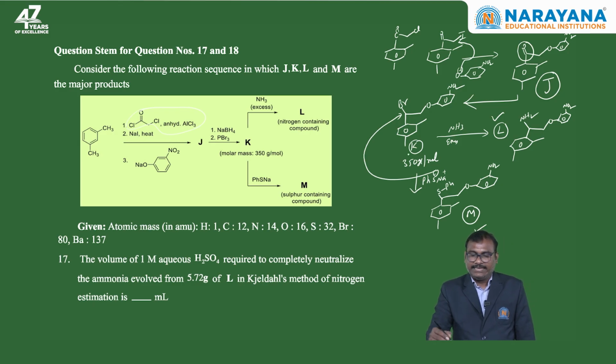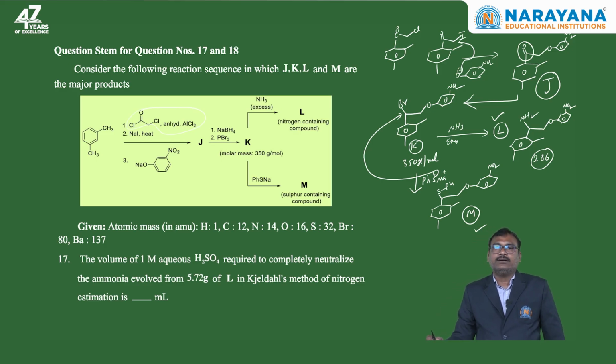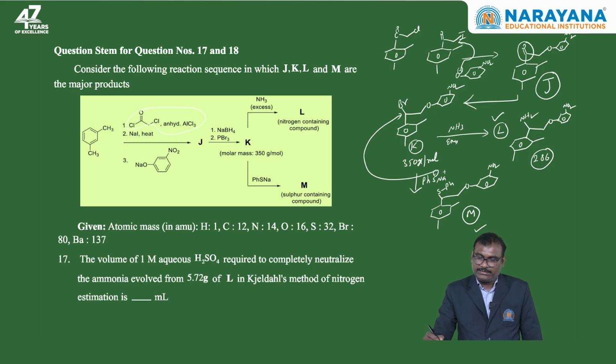Whose molecular weight you can easily get: 350 minus, what is that? Bromine 80 minus, and the ammonia addition 15. Then we are getting 286 as the molecular weight. Here just bromine 80 is removed and after thiophenoxide addition, we are getting the molecular weight as 380. So the compound L and the compound M. Now you go for the question.